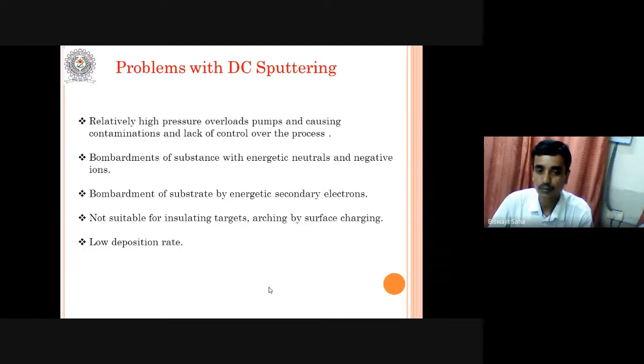They produce some trouble, and it is not suitable for insulating targets like dielectric materials, and arcing and surface charging, this kind of obstacles come. And the deposition rate, that is the rate of deposition, is low in DC sputtering as compared to RF.